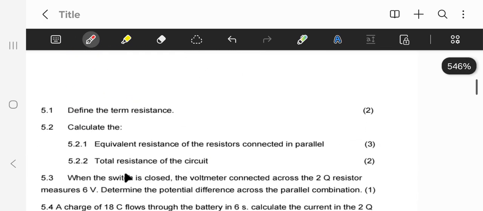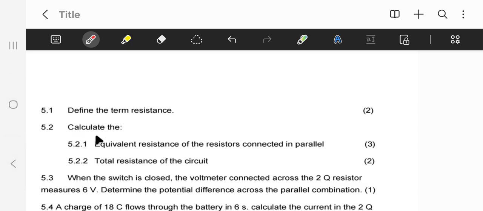The first question wants us to define the term resistance. Resistance has two definitions. The first one is that resistance is the opposition of flow of charge. Another definition is that resistance is the ratio of the potential difference in a resistor and the current flowing in that resistor. Okay, that's what resistance is, two definitions.